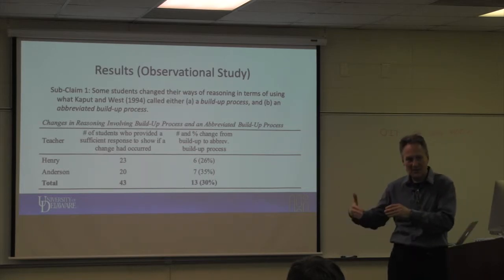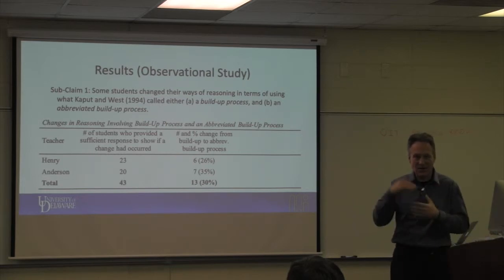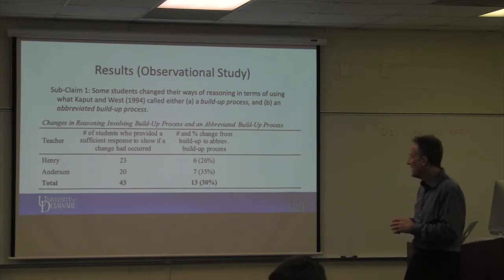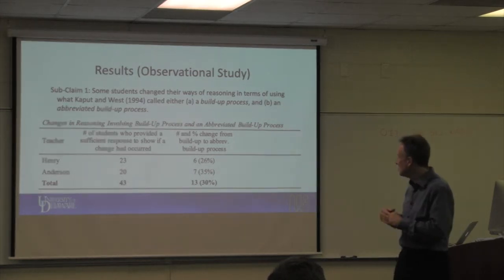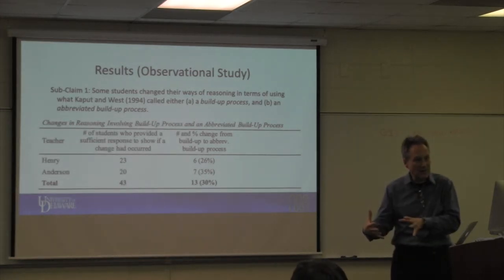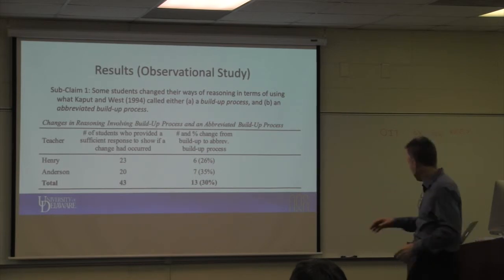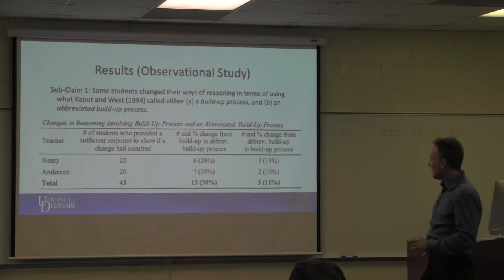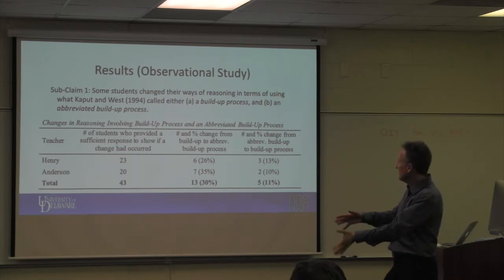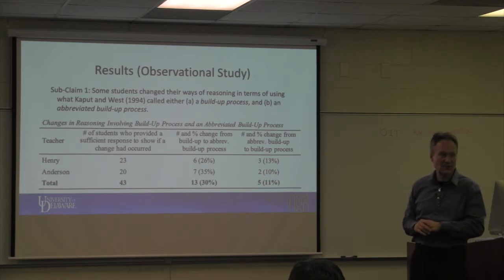So that's going from one step at a time to doing it all at once. But there were also students who went the other way, who changed from an abbreviated build-up to a build-up process. For Ms. Henry's class, that was 3 of the students. They went the other way. And for Mr. Anderson's students, 2 of the students went the other way. So more students went from build-up to abbreviated build-up, but there were students that went the other way.